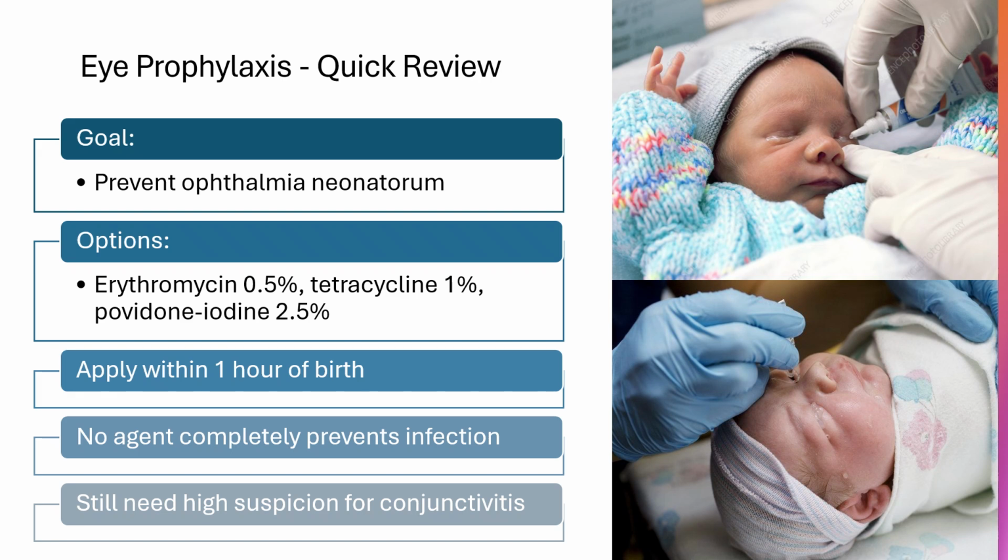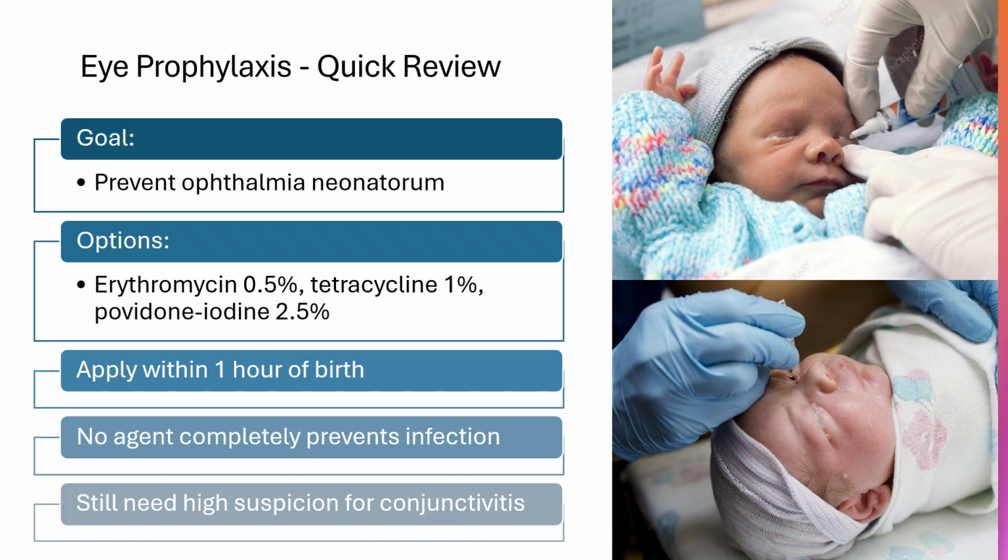Eye prophylaxis prevents ophthalmia neonatorum, particularly gonococcal conjunctivitis, that can cause blindness within days. 3 agents provide effective prophylaxis: erythromycin 0.5% ointment, tetracycline 1% ointment, and povidone iodine 2.5% solution. Erythromycin remains the standard in most nurseries.